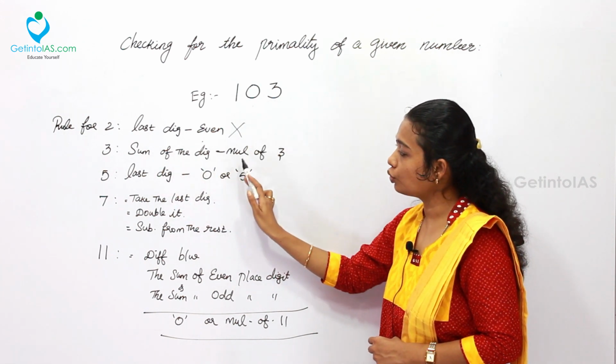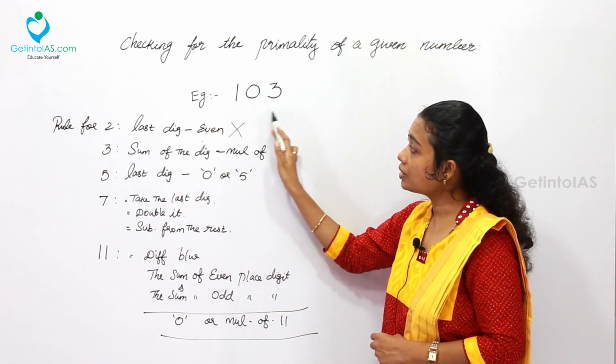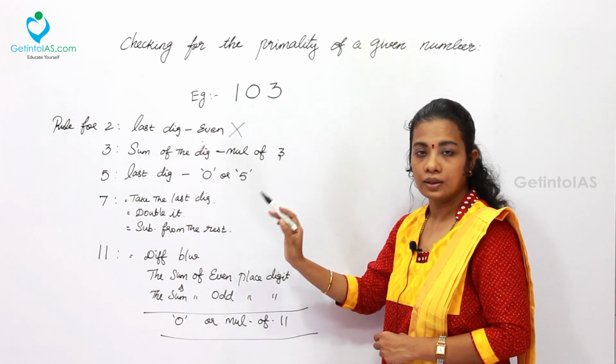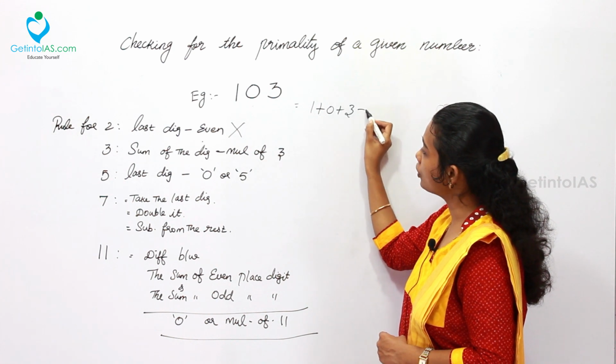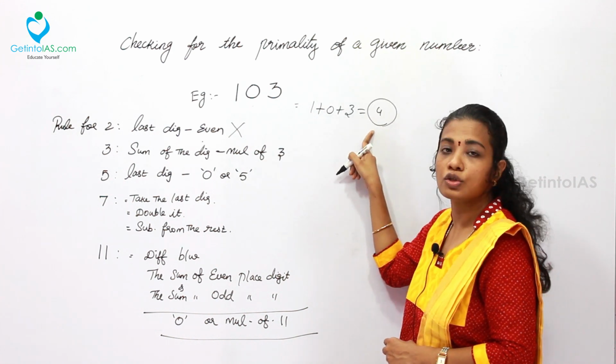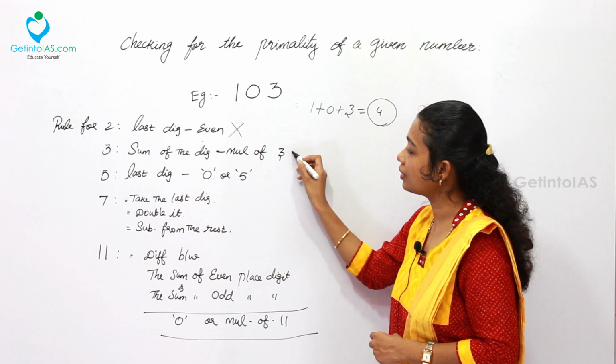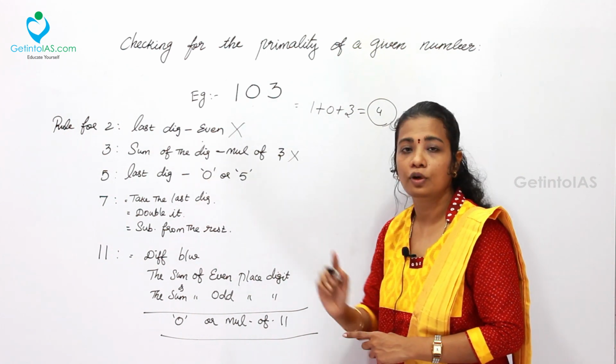The sum of the digits should be a multiple of 3, then this number will definitely be divisible by 3. So what is the sum of the digits? 1 plus 0 plus 3 is 4, and 4 is not a multiple of 3. So we can say 103 is not a multiple of 3.